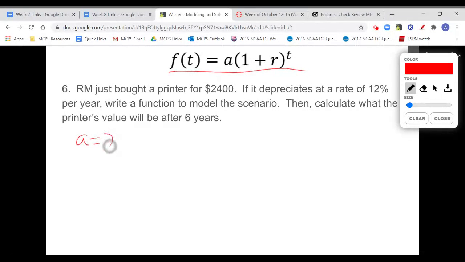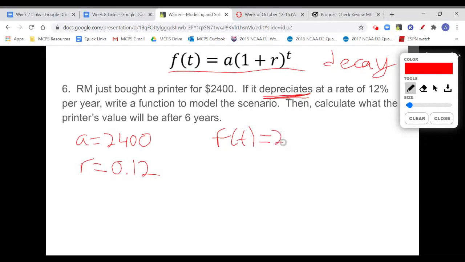But anyways, RM just bought a printer for $2,400. So that is my initial value. If it depreciates, okay, depreciates, remember, that sounds sort of like decay. So I know that indicates an exponential decay. It depreciates at a rate of 12%. 12 divided by 100, 0.12. Write a function to model the scenario.